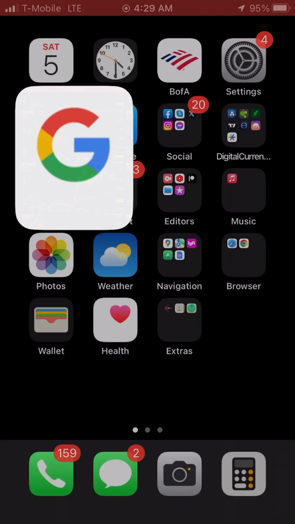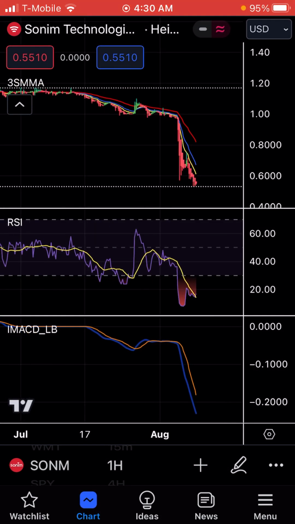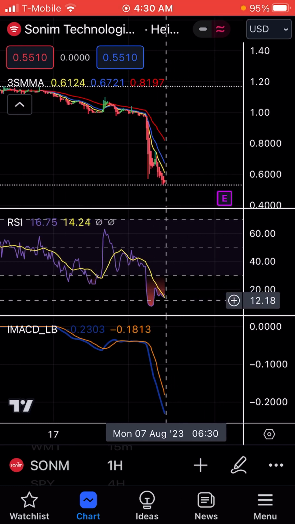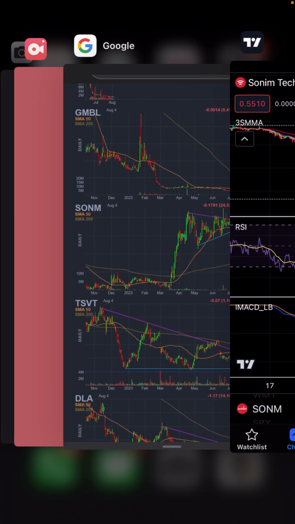SONM. Okay, so this one could potentially go back up. We see the downtrend here. And with the RSI, I'd be waiting for the purple line to cross up, and I would be looking for signals on the hour. So it could continue to go down, and then it might go up, but it all depends. These are all unknown stocks, so you've got to be careful with them. These are not SPY. These are not well branded stocks here.